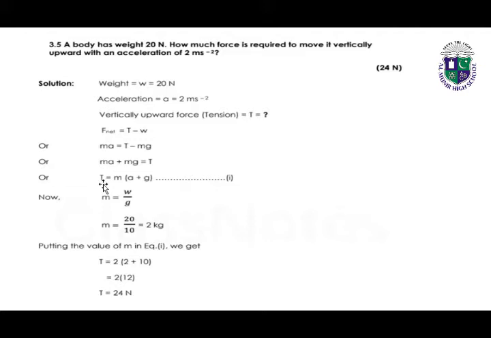To find the tension T, we will rearrange this formula. We will take m as common, and in brackets we have acceleration and gravity. First of all, we will find out the mass, which is weight over gravity. So the answer is mass is 2 kg. Now we will put this value of mass in the above equation number 1. We will get the tension T, which is 24 Newton.